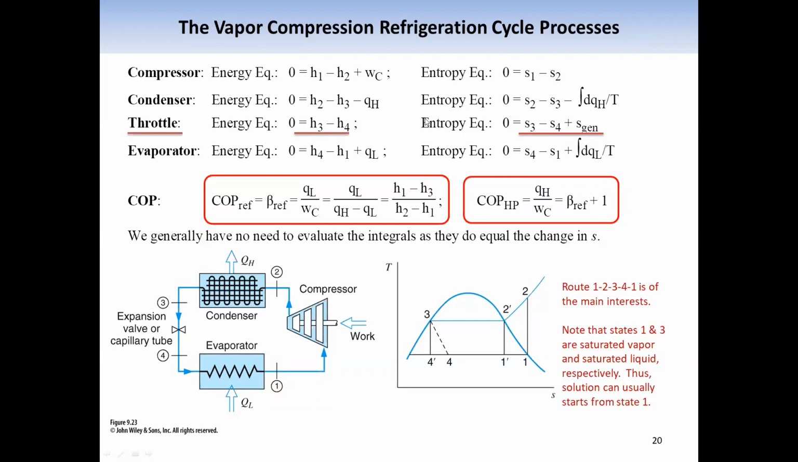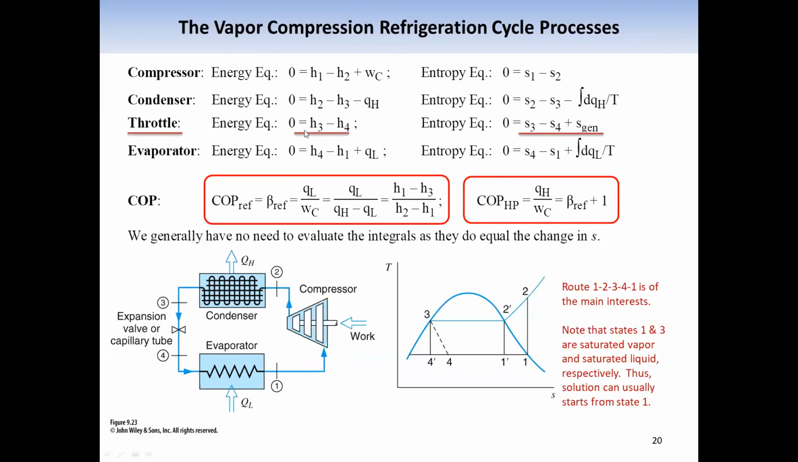For condensation, from state 2 to the condenser state 3, we release the heat at the high temperature. There is a heat transfer, but it's still reversible, so we don't have entropy generation.